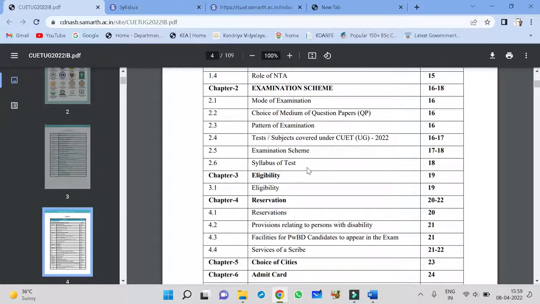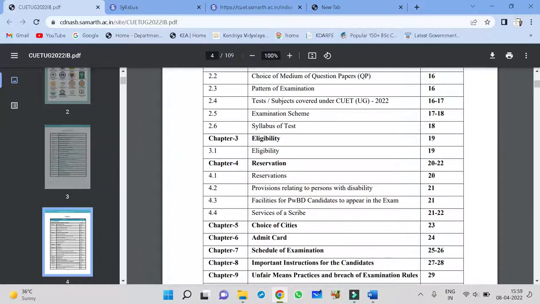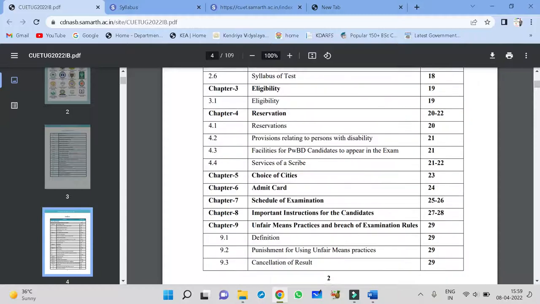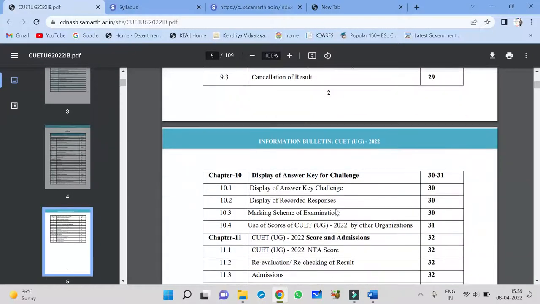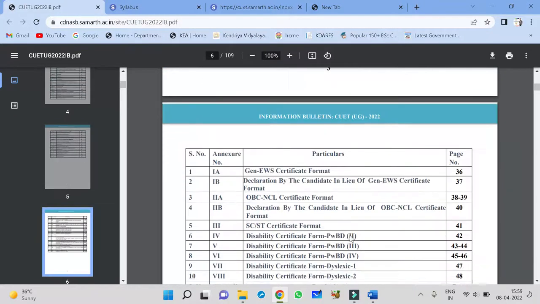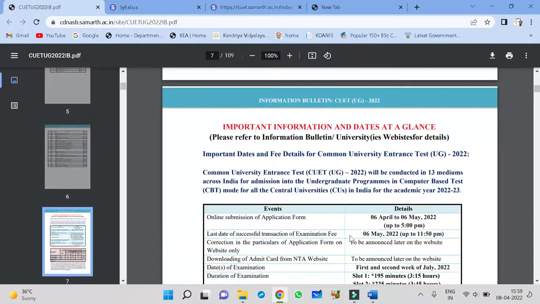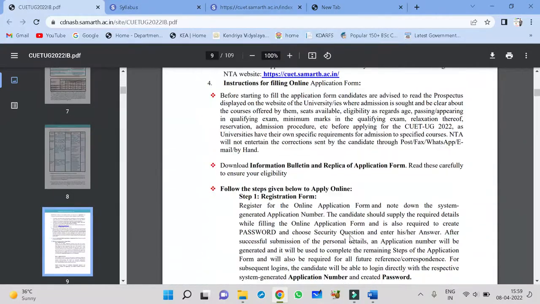Eligibility criteria, I have told you, no age limit for this, right? Reservations, right? Everything, admit card, everything you will get in this only when you refer to this information bulletin, right? The link of this will also be provided, otherwise I'll upload it in the Telegram channel. The link of the Telegram channel will be displayed in the description box, right? You have to go through this.